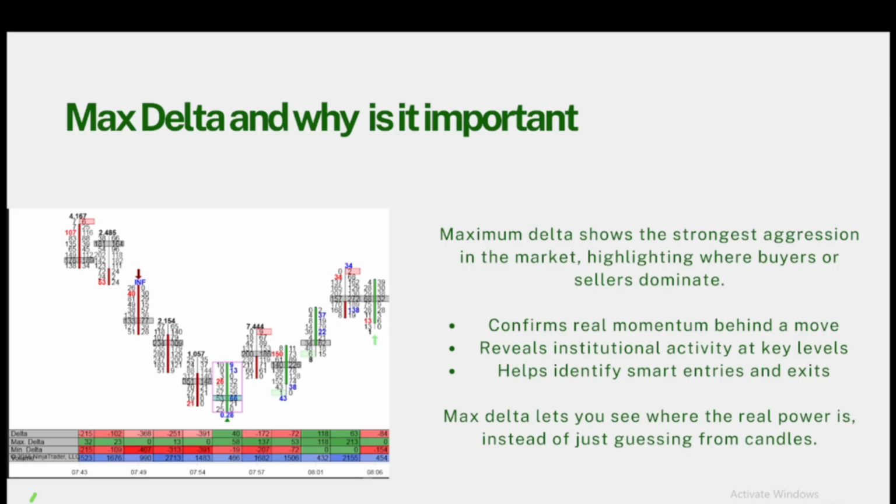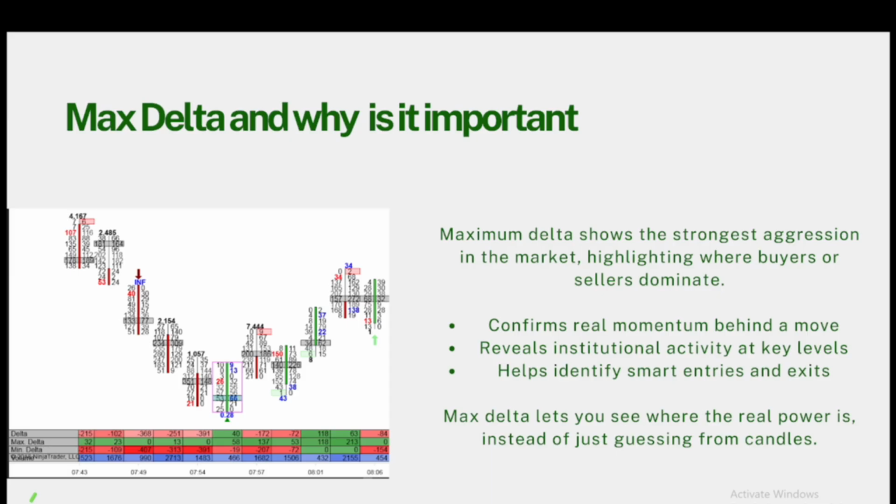Now we're going to talk about the max delta and min delta and why they are so important. Maximum delta shows the strongest aggression in the market, highlighting where buyers or sellers dominate. It confirms real momentum behind the move, reveals institutional activity at key levels, and helps you identify smart entries and exits. Max delta lets you see where the real power is instead of just guessing from candles.